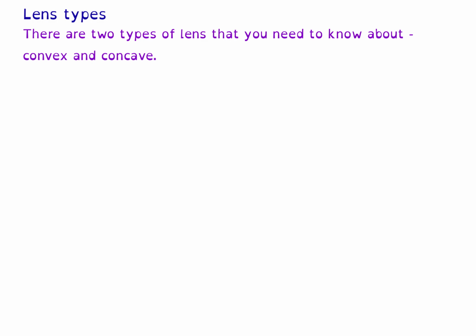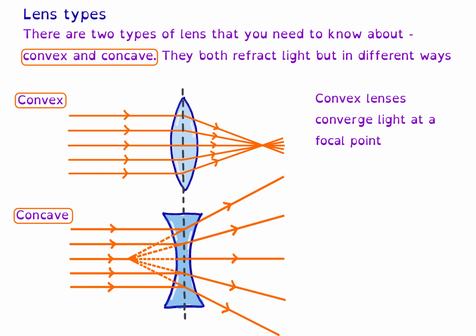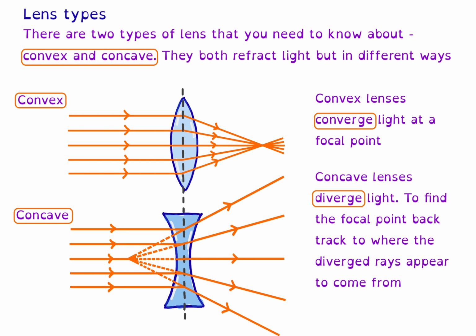There are two types of lens that you need to know about, convex and concave. They both refract light, but in different ways. Convex lenses converge light at a focal point, or a principal focus. Concave lenses diverge the light. To find the focal point, backtrack to where the diverged rays appear to have come from.